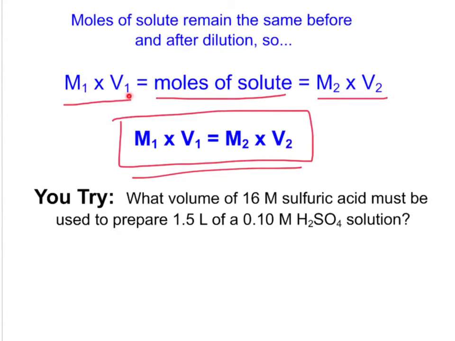So here's before dilution right here, and here's after dilution. The ones here just signify before dilution, initial. The twos, the final volume, or the volume after the dilution. So MV before equals MV afterwards. Molarity times volume initial equals molarity times volume final after the dilution. So you try doing this with this equation. It makes it pretty simple.